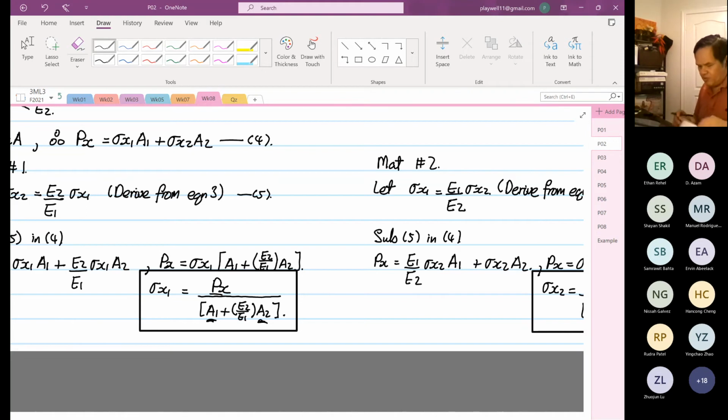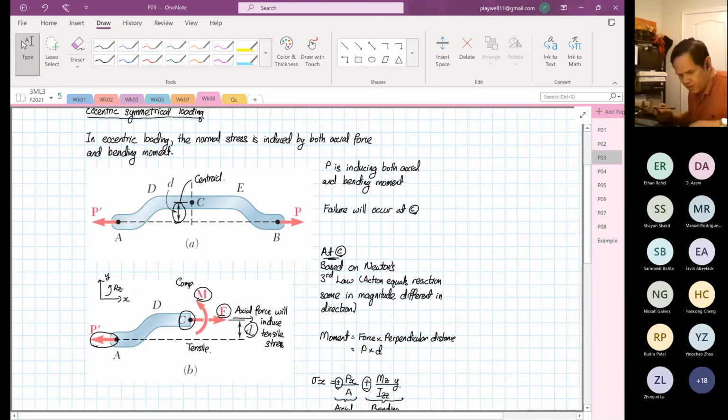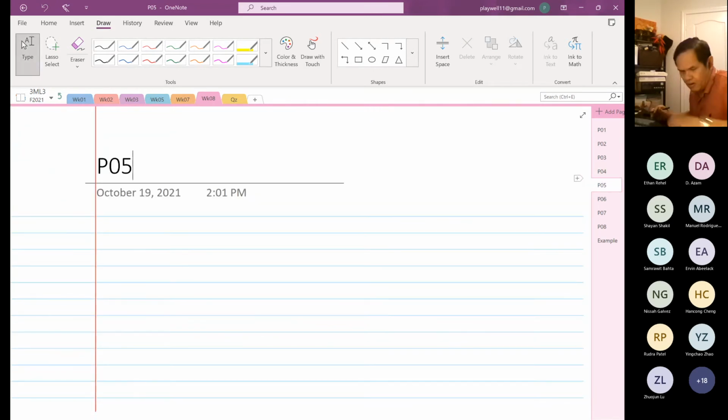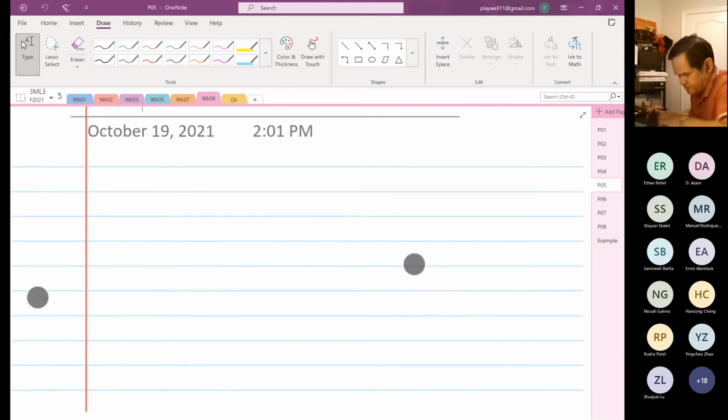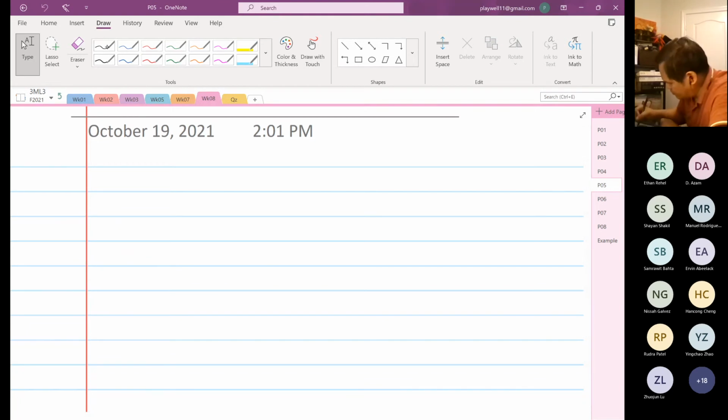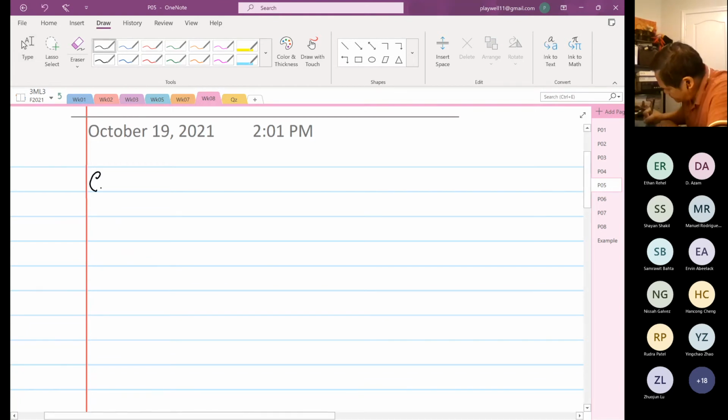So the last topic that I hope to finish today is a topic on eccentric loading, and I'm going to write up the formula for you later on. It's known as eccentric. No, it's eccentric, not centric. Sorry, even I get confused.